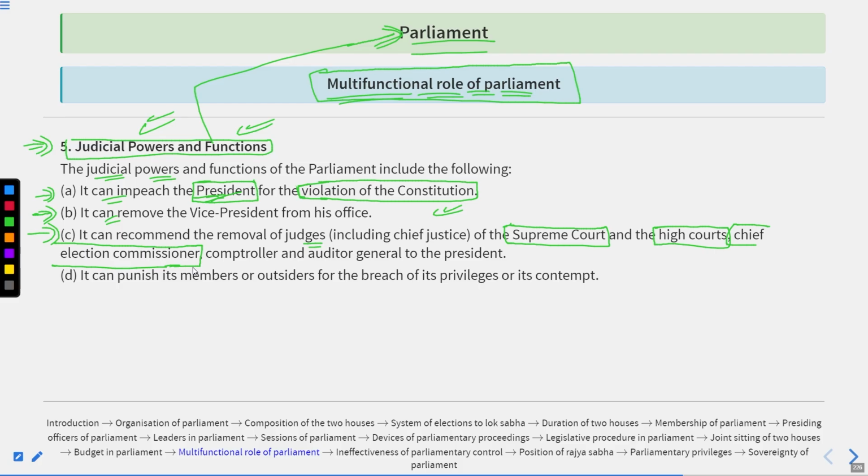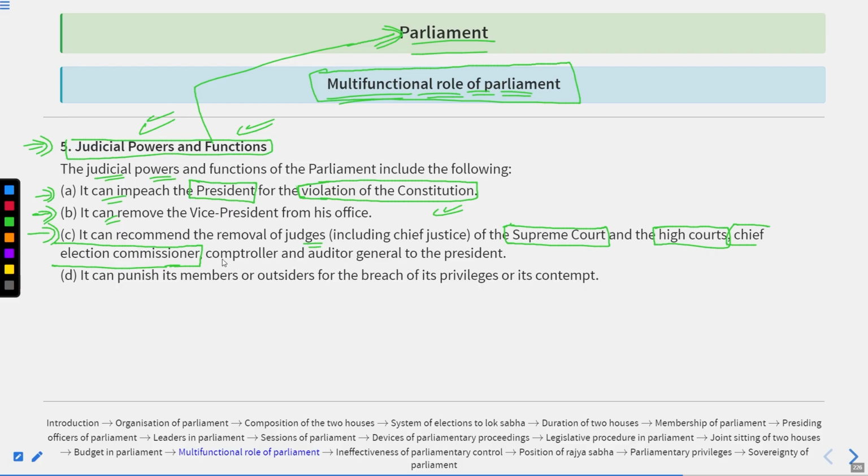The correct answer is that the election commissioners and the chief election commissioner could be appointed by the President of India. But the chief election commissioner could be removed by the Parliament only, and the normal election commissioners, I'm not saying the chief, could be removed by the chief election commissioner only. On the recommendation of the chief election commissioner, they could be removed. All right, so remember this.